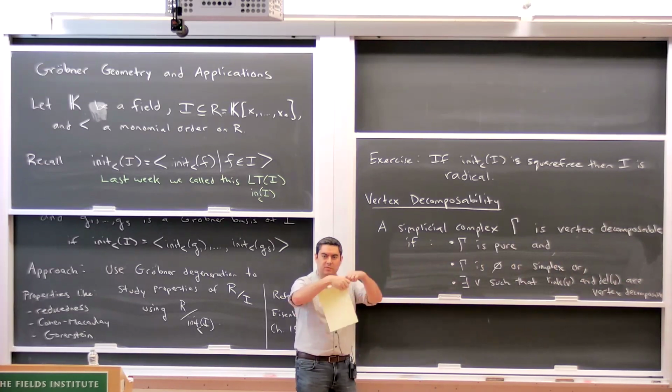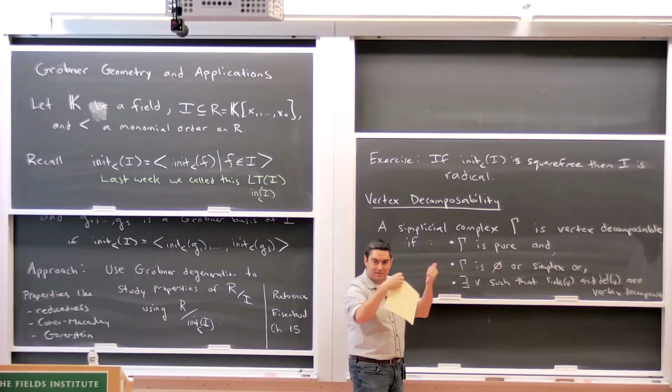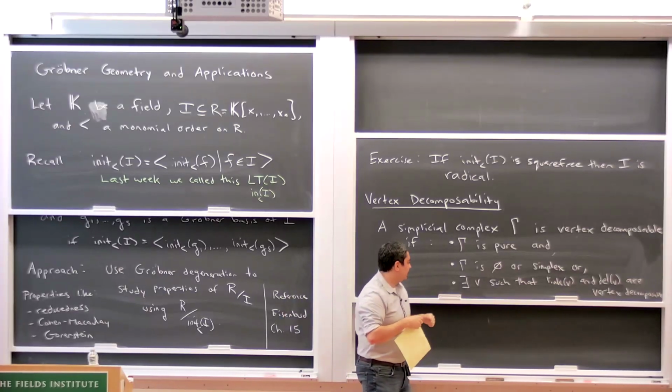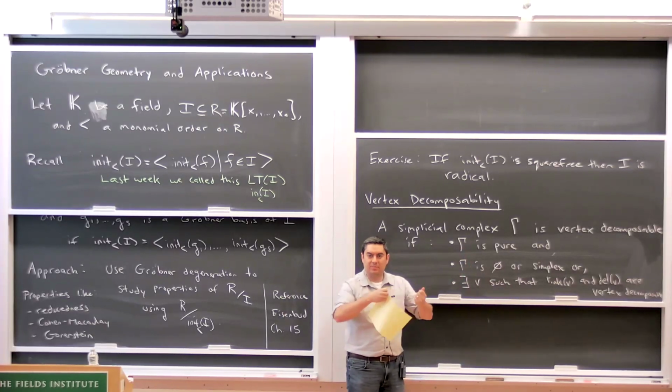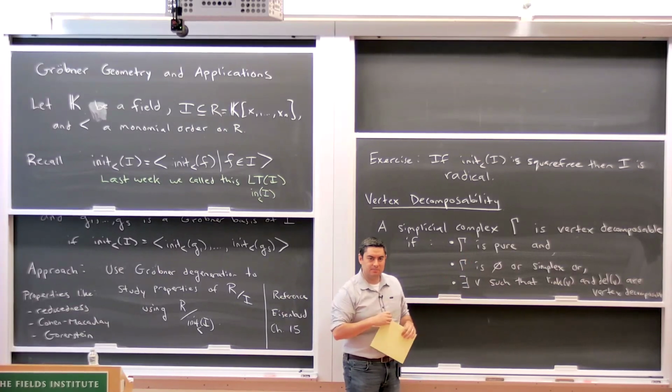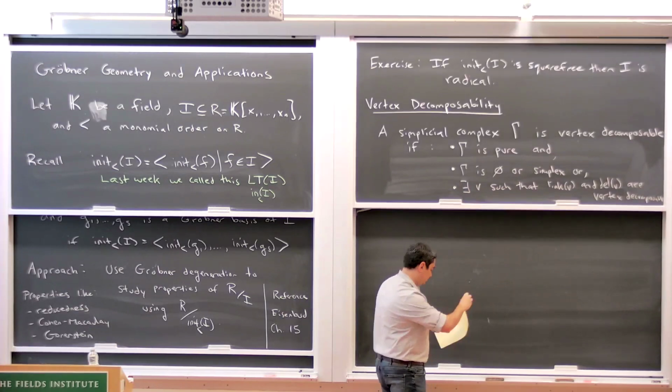Okay, so you've got this complex. You want to kind of break it up into nice pieces that are all equidimensional, and you want to have a choice of vertex at every stage, so that you can kind of break it up in this way until you get down to the base cases. Okay, so let's go through an example.